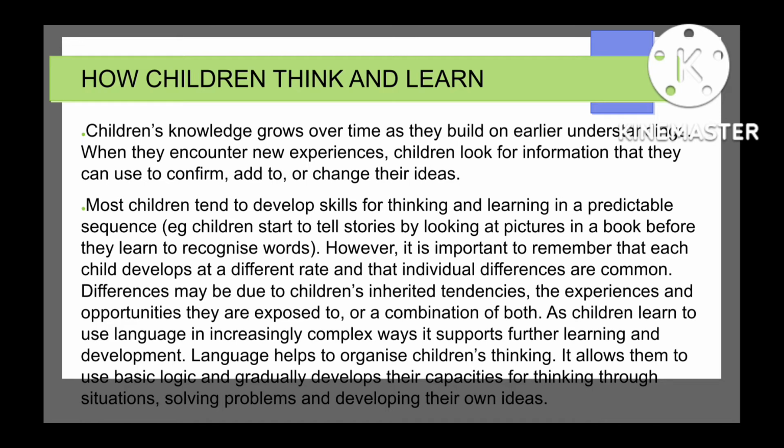Then most children tend to develop skills for thinking and learning in a predictable sequence. For example, children start to tell stories by looking at pictures in a book before they learn to recognize words. So small children also have thinking capability and learning capability. If we give them a book which includes pictures only, with no words, and the child cannot recognize words, still they will start telling that story in their mother tongue. So it means they are thinking and linking one picture to another picture. So the thinking process is going on in the child's mind.